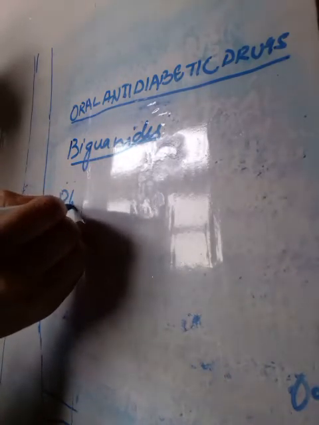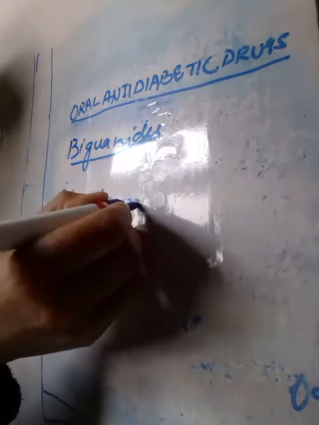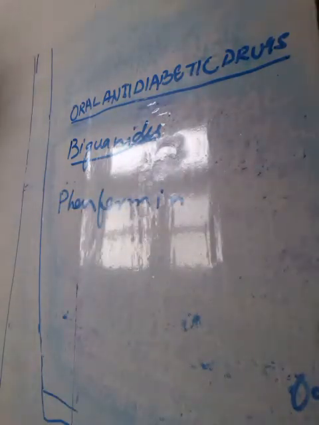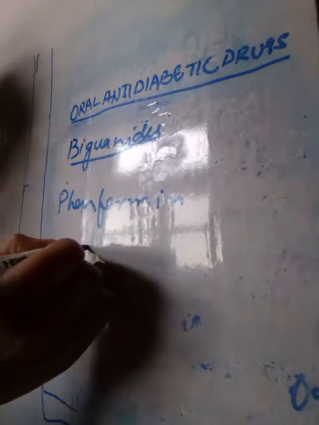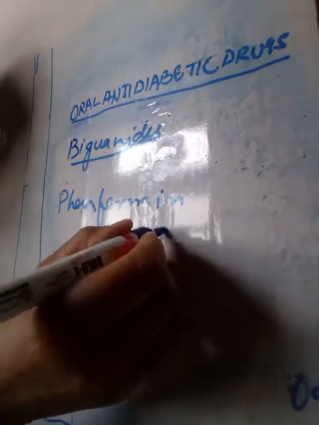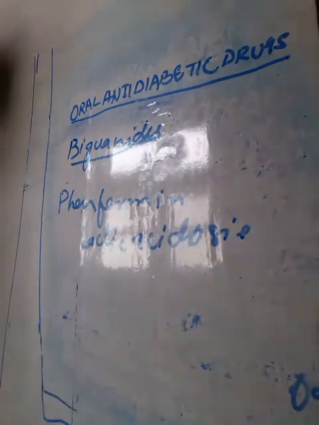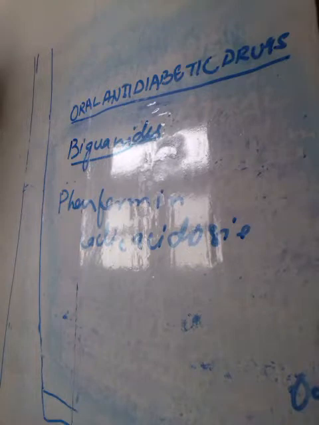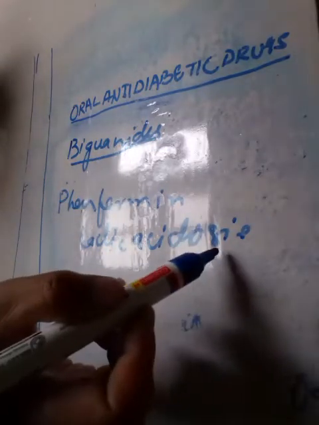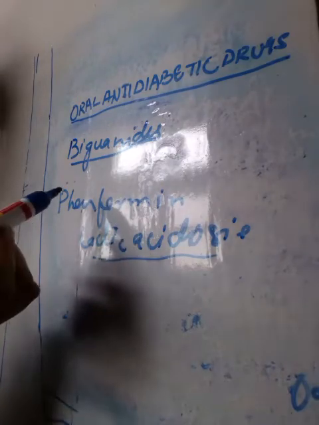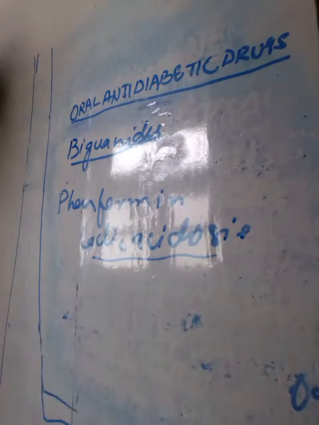Phenformin causes lactic acidosis. Lactic acidosis is when a person overproduces lactic acid in their tissues, due to which they feel lethargy and muscle weakness. So phenformin is not used because of the lactic acidosis, while in the case of metformin, this lactic acidosis is rare. So this was about the adverse reactions of biguanides.